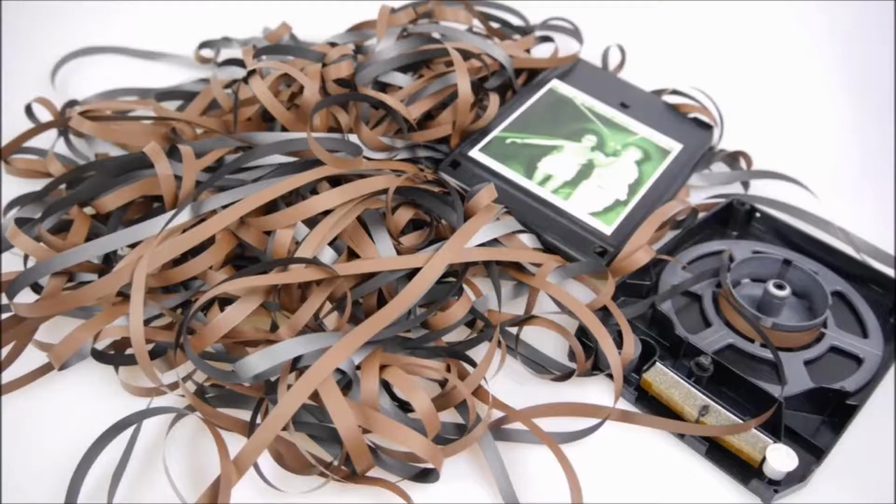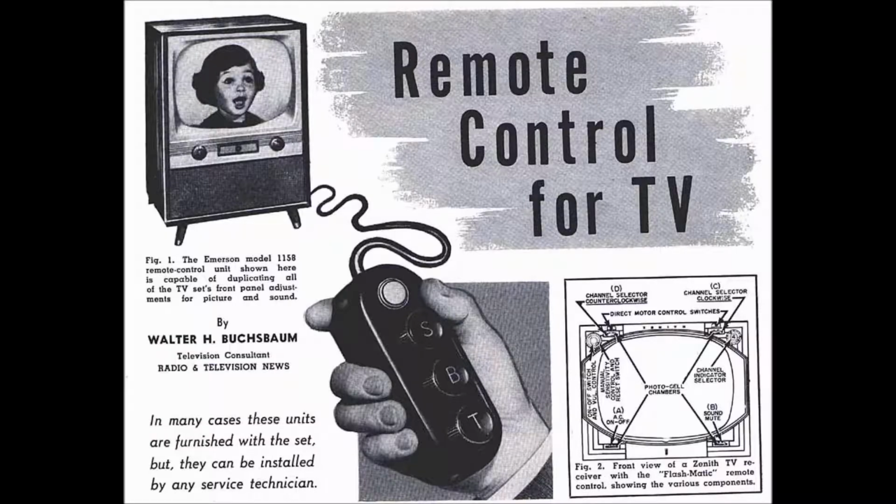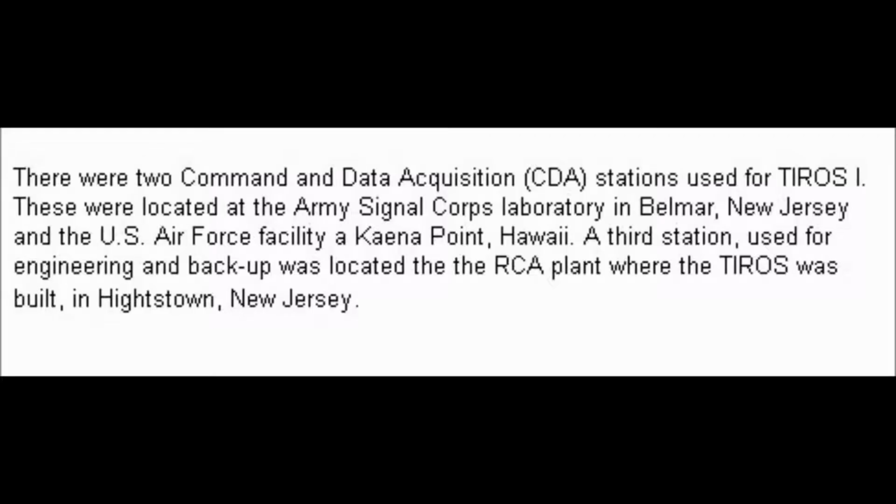So this thing had 400 feet of tape. If you've ever messed with tape, what a pain. In the vacuum of space, operated via remote control, 400 miles away, and we believe this stuff. So there were 2 command and data acquisition stations used for the Tyros 1. I'm sorry if I'm talking quickly. I'm sure this is boring, so I want to get through it.